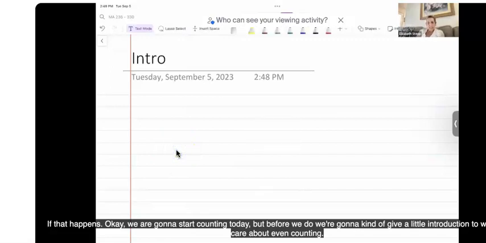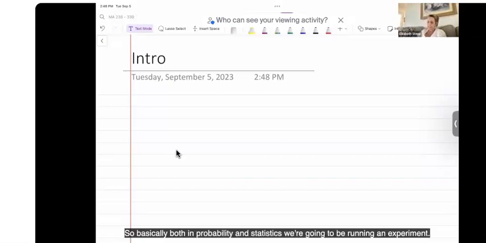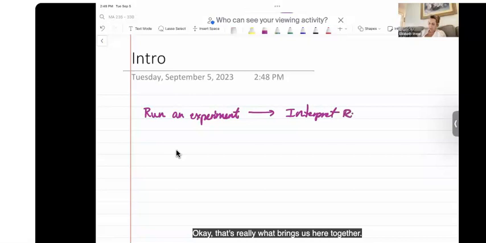We are going to start counting today, but before we do, we're going to give a little introduction to why we care about even counting. Basically, both in probability and statistics, we're going to be running an experiment, or performing an experiment, completing an experiment, and then we want to interpret results. That's really what brings us here together.